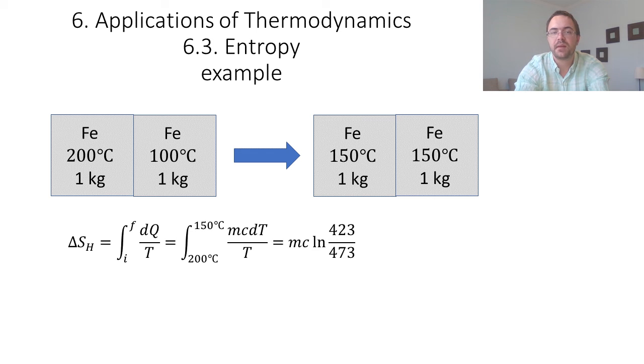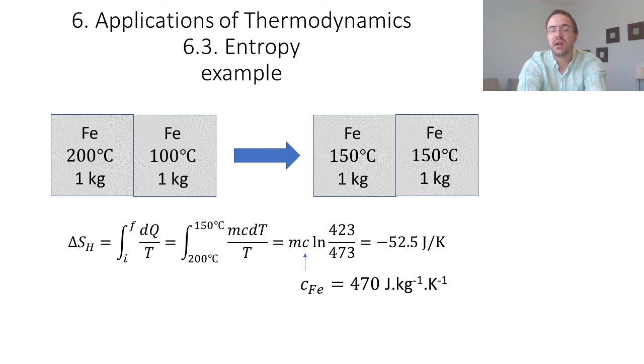So we have mc ln of 423 divided by 473. Again, here make sure that you use Kelvin for the temperatures. Here in this relation, c is the specific heat of iron. And so you can do the calculation and you find minus 52.5 joule per Kelvin. So you see that the entropy of the hotter block decreases as it is cooling down.